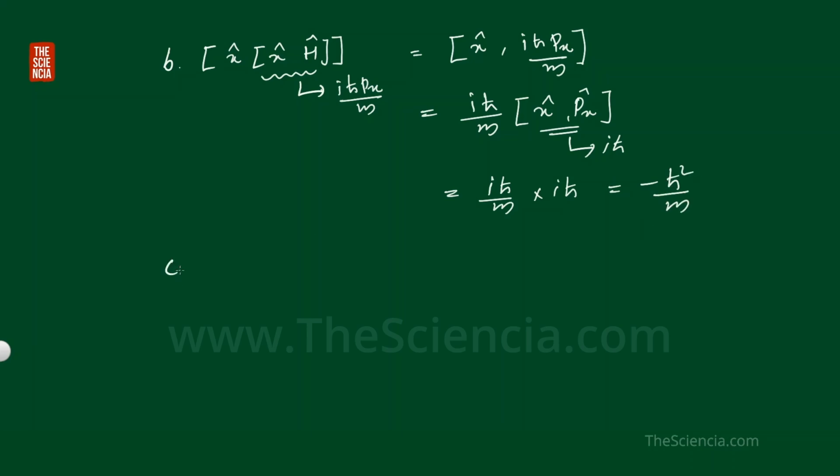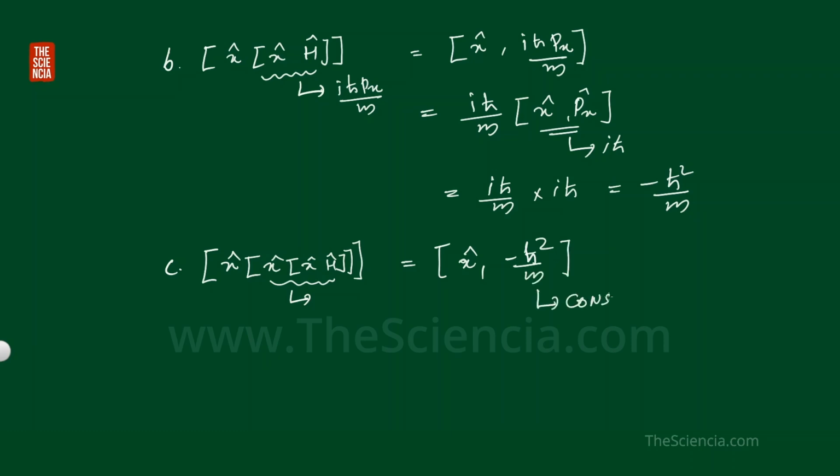Now question C. Find the commutator bracket of x cap, h cap. We already evaluated this much, right? That is equal to x cap comma, and this term is equal to minus h cut square by m, and this value is a constant value, right? And I already told you in the properties, the commutator bracket of an operator with a constant is equal to 0.